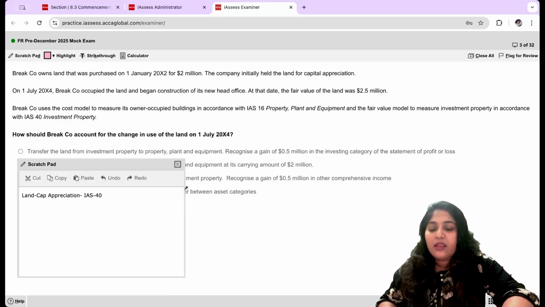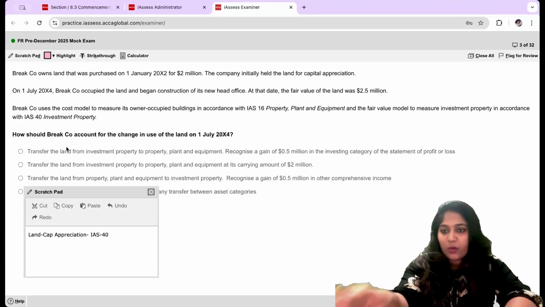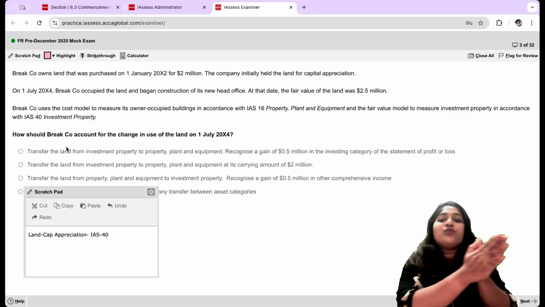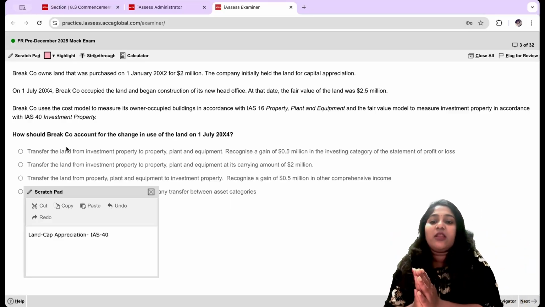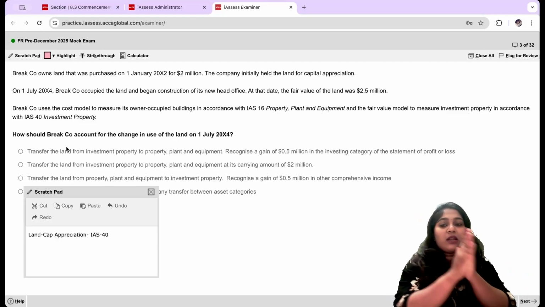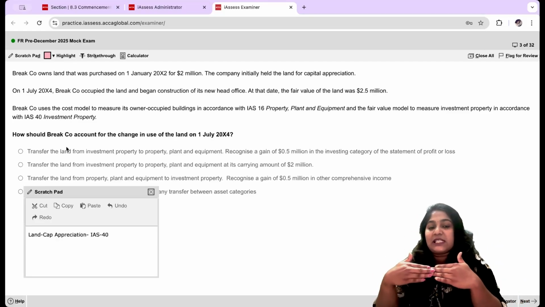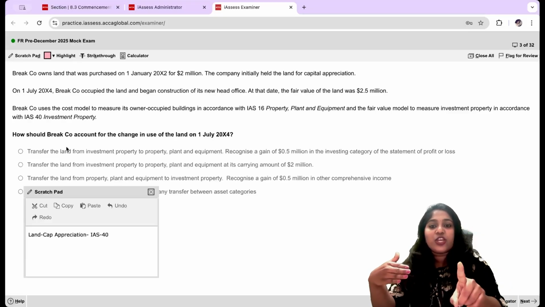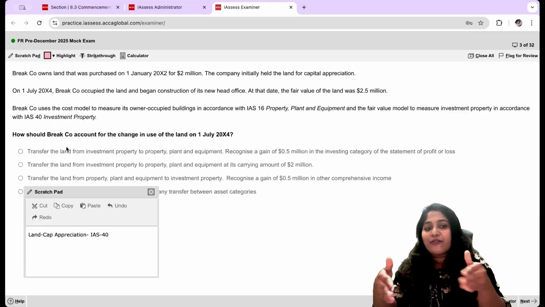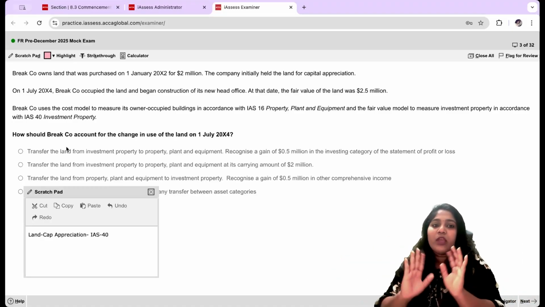Okay, then look at the requirement. Now do not waste your time, read the heading and go for the requirement. How should brake company account for the change in use of the land on 1st January x4? Sometimes we waste our time reading the whole part, like from where it is getting changed to what. If initially I would have recognized this land as IAS 40, if there is a change, the change will definitely be to IAS 16 PPE. You really don't have to read the question, but for self satisfaction we can always go through. Look at the second one.